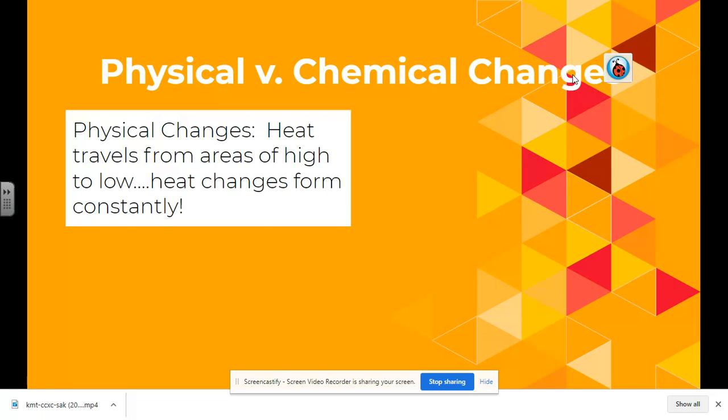We know that heat will travel from areas of high to low, so from areas of hot to cold, heat travels in that direction. Heat changes form constantly. Energy changes form constantly. You're never going to lose it, right? Law of conservation of energy.